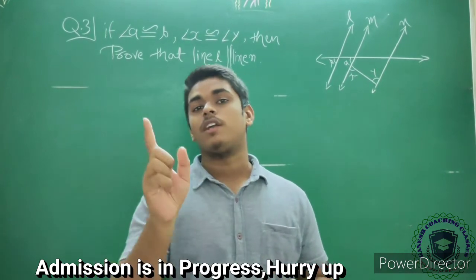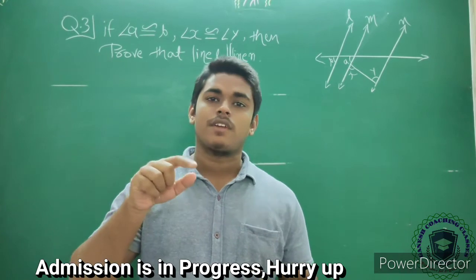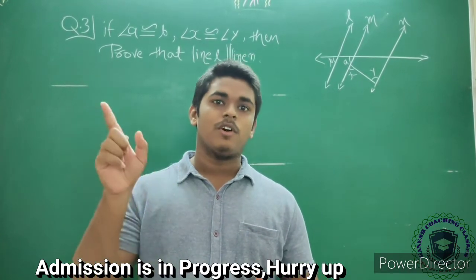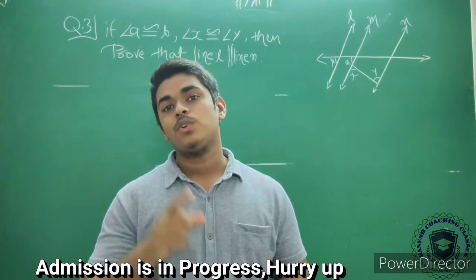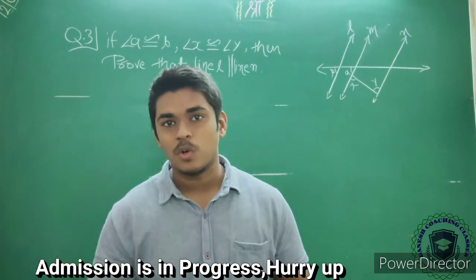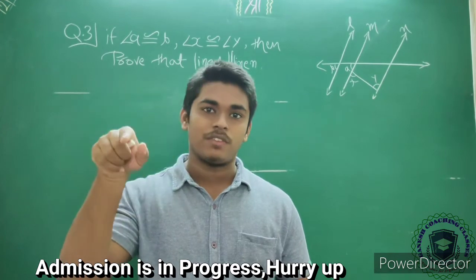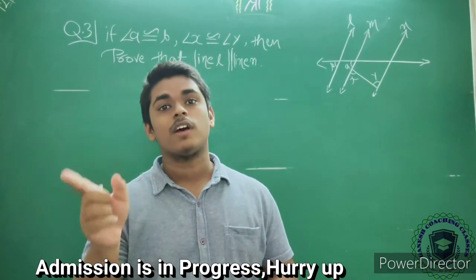Third one was alternate angles. Alternate angles are inscribed in a Z shape. We learned that when there are two parallel lines and one transversal, we get two Zs, one is this and the second one is this. The angles inscribed by the Z are called alternate angles.